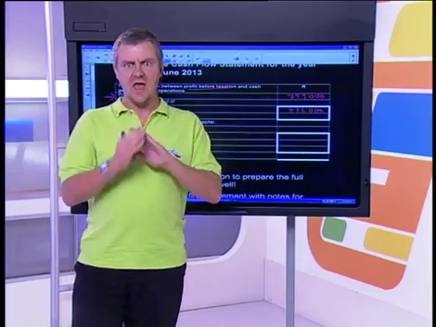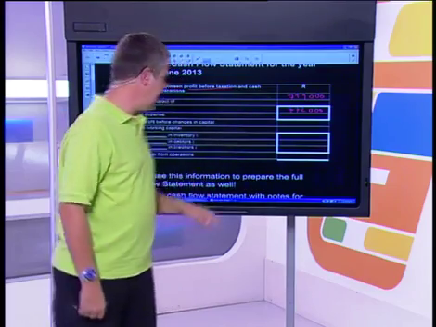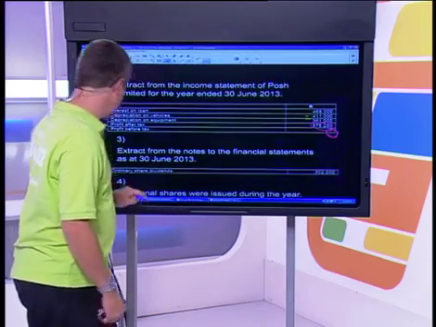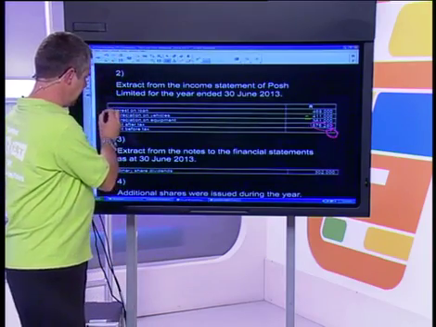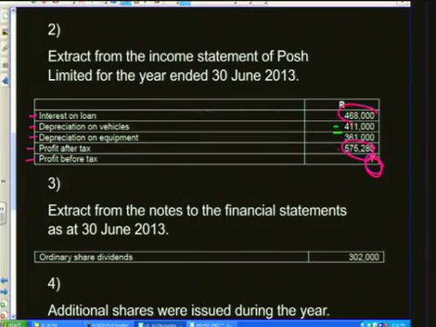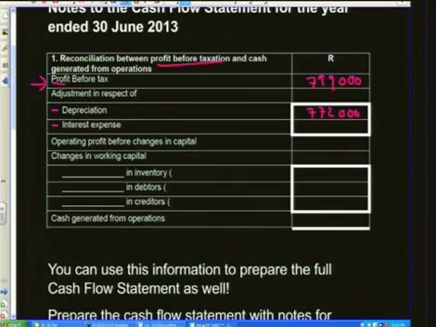I'm sure you all remember how to do that. You take a loan and draw up a timeline and work out the interest for the year. But often that's also given to you. And in our question, it was given to us here as interest on loan. The number we're looking for is 468,000. So what we have to do is add that back as well. So 468,000 we write in here as the interest on the loan.